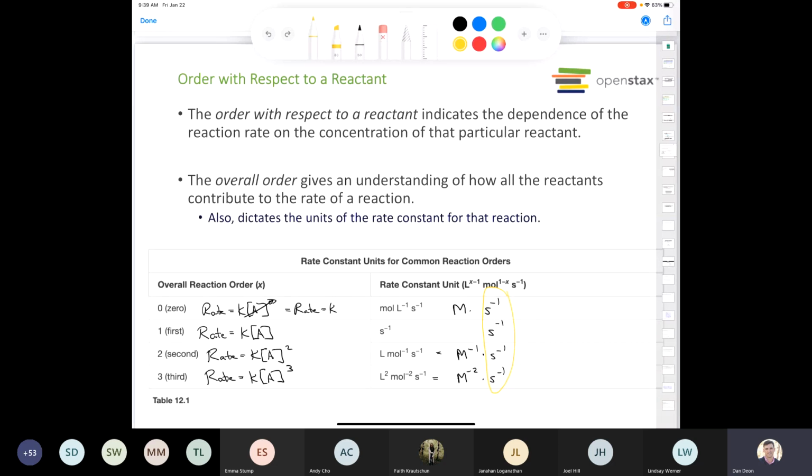All right, anyhow, so the order with respect to a reactant tells us the dependence of the reaction rate on the concentration of that particular reactant. All right, and the overall order gives us some kind of understanding how all the reactants are going to contribute to the rate of the reaction.